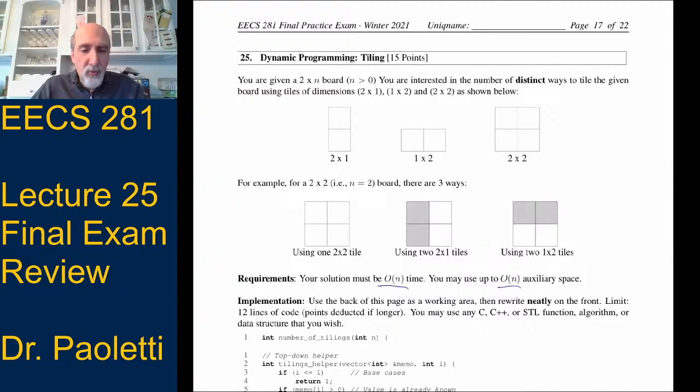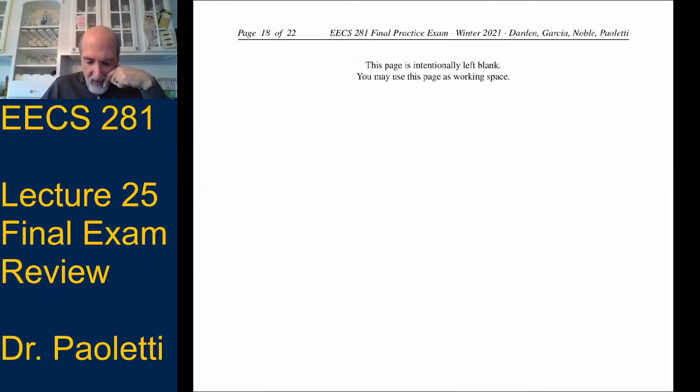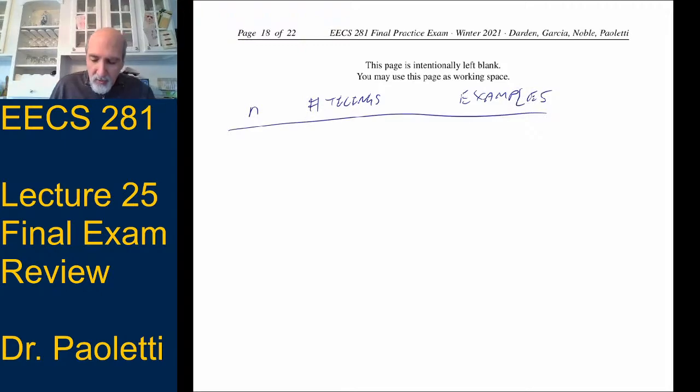Okay, so for this one, I'm just going to go to a blank page here, and let's look at a few different things. Let's look at n, the number of tilings, and examples of those. All right, so we're going to use this to work it out. So when n is 1, remember it's 2 by 1, so it's 2 rows, 1 column. So the only way to do it is like that.